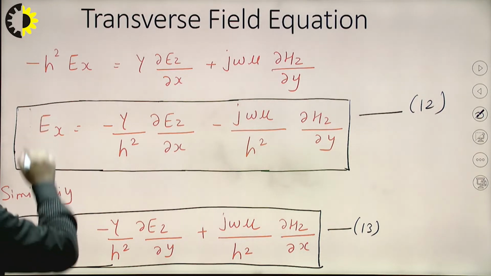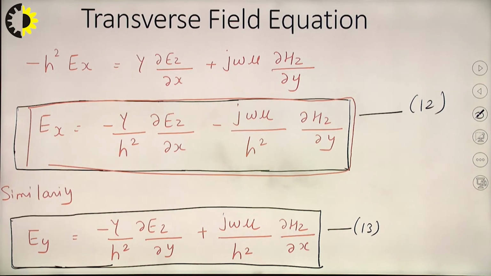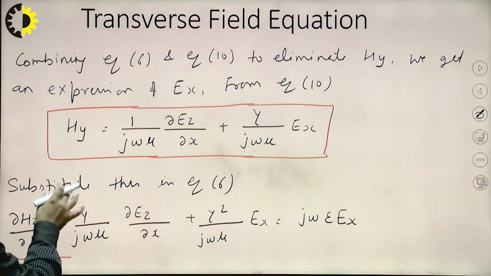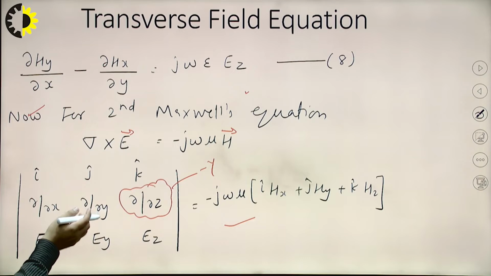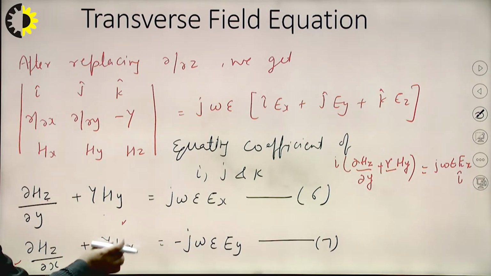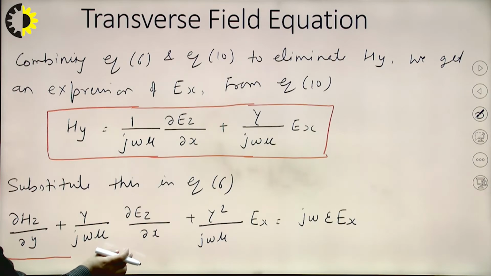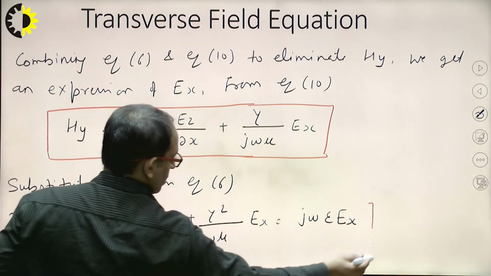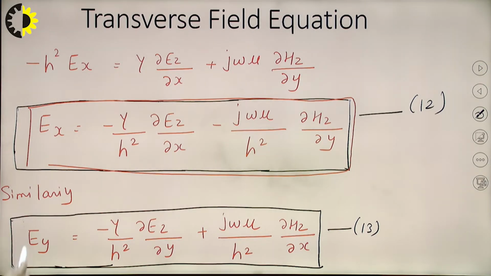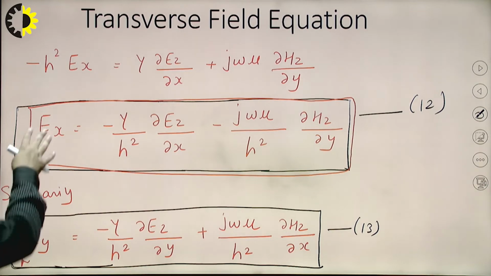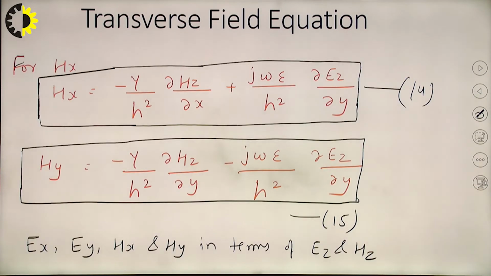Now you will get Ex comes out to be this one, and similarly we will find out the value of Hx, and this Hx value we will put in equation number 7 here. Put the value of Hx in equation number 7, you will get this equation, means you will get Ex. Clear? Similarly, you will get the Ey equation. Clear? Now as we have got the Ex and Ey, similarly we will get the value of Hx.